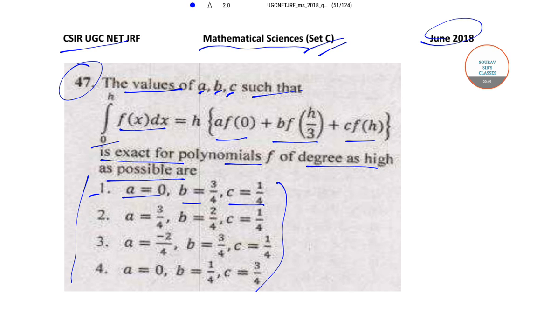So we have been given that for some values of a, b, c, integration 0 to h f of x dx is equal to h into a into f of 0 plus b into f of h by 3 plus c into f of h. This formula is exact for polynomials f of degree as high as possible. So this is the question, and we need to find out the values of a, b, c as required.